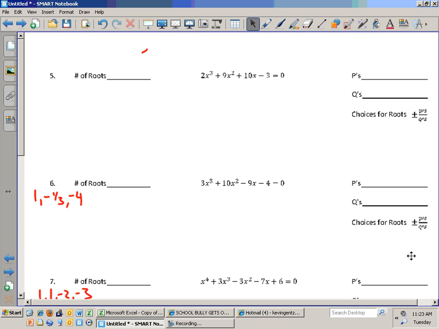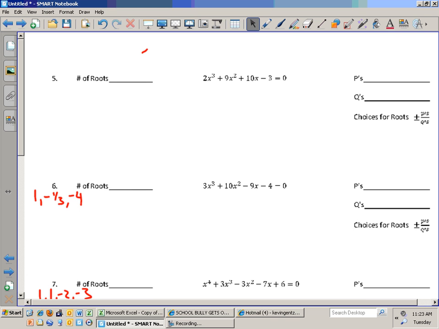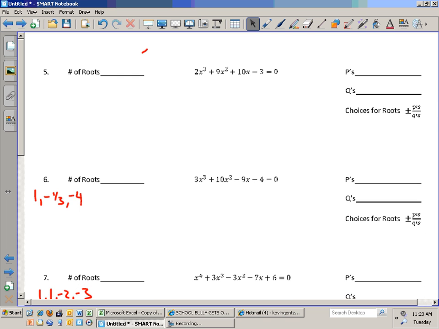If you flip over the back side, again we identify the number of roots: 2x to the third plus 9x squared, and so on. You are going to have 3 roots. We have 3 solutions. But when you identify the p's and the q's this time, it's a little bit different. What are the p's? 1 and 3. What are the q's? So now you have more than one q.